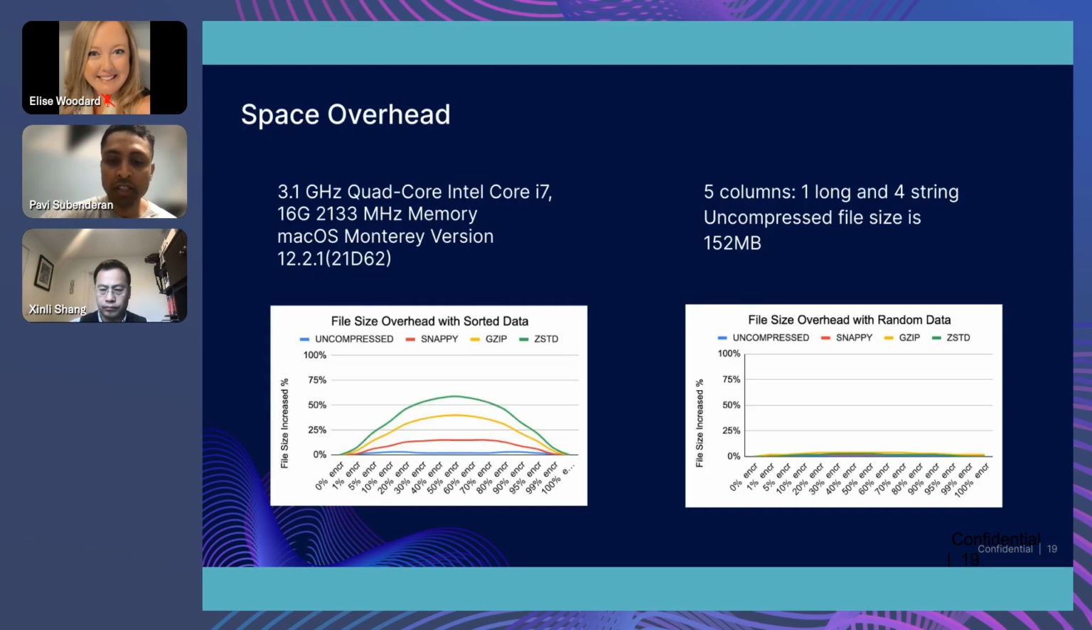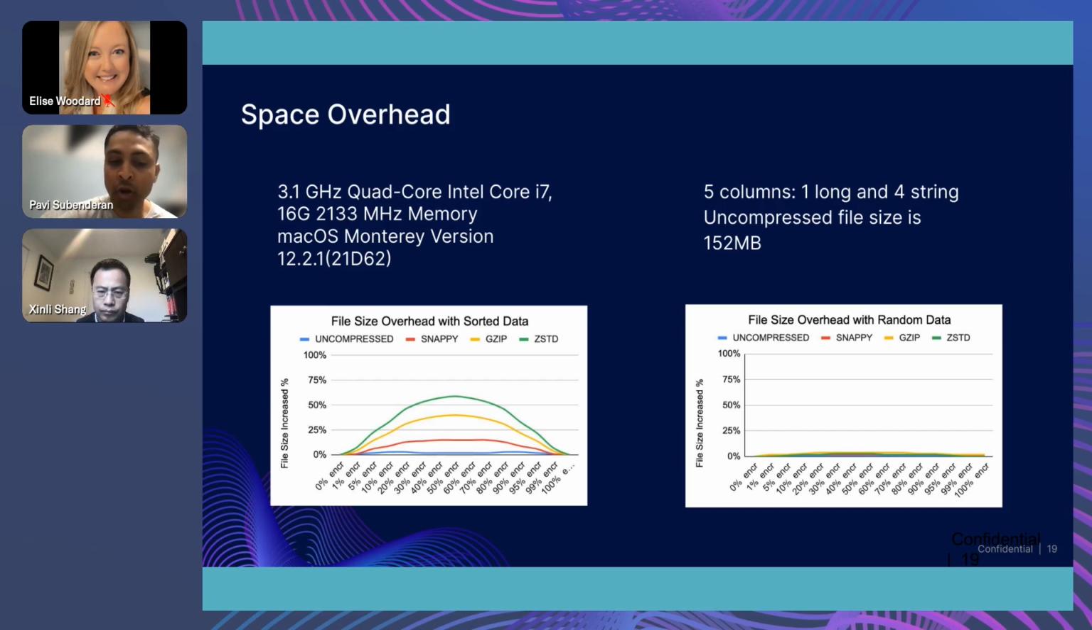Okay, so here's some raw data we have of the space overhead. Here we did some tests using these specifications. We had some tests where we have one long column and four string columns. We did one cell encrypted column, and then as we increase the percentage of the data that is cell encrypted, we track the file size overhead. And then here are the results we found with different compression algorithms.